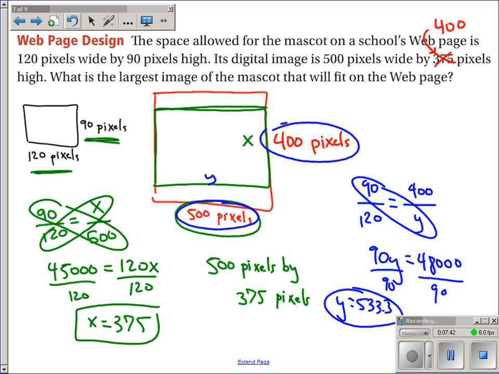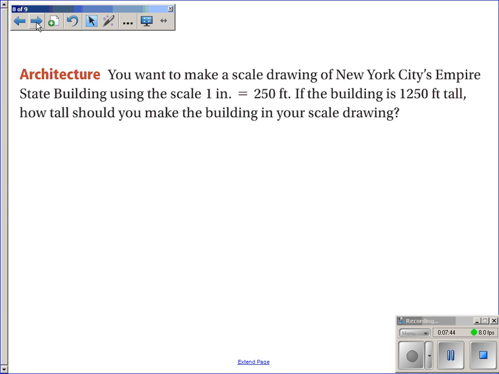The last problem we will do together is another word problem, because I think those are more difficult. You want to make a scale drawing of New York City's Empire State Building, using this scale, 1 inch is equal to 250 feet. So here's our scale factor, and that relates the drawing and the actual Empire State Building. If the building is 1,250 feet tall, how tall should you make the building in your scale drawing?